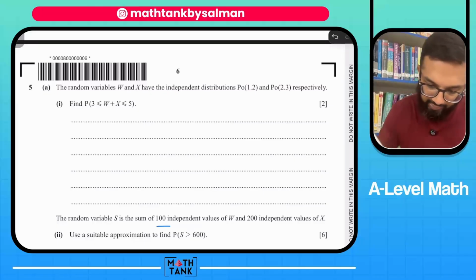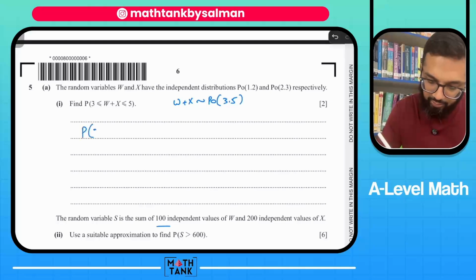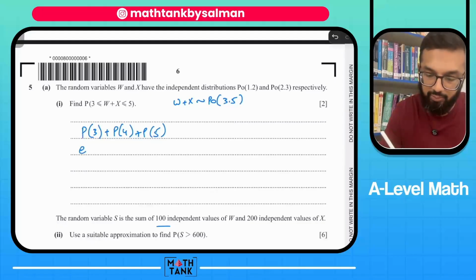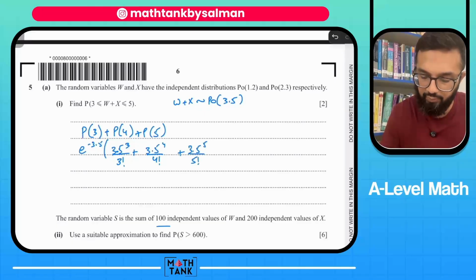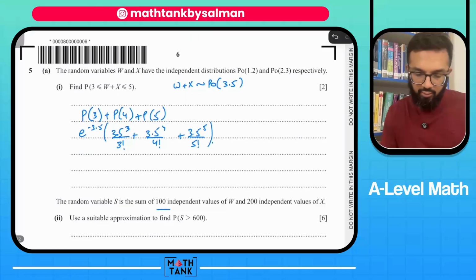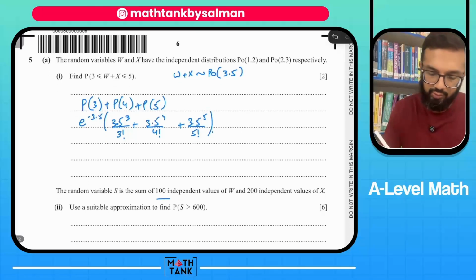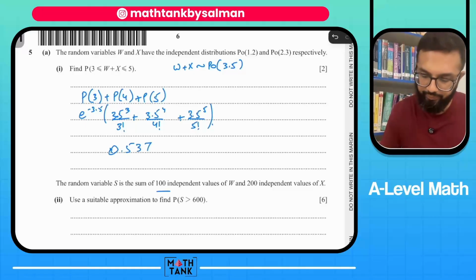Okay, the random variables W and X have independent distributions. Find W plus X. So W plus X has a Poisson distribution with 3.5. I want the probabilities of 3, 4, and 5. So e power minus 3.5, 3.5 cube over 3 factorial plus 3.5 power 4 over 4 factorial plus 3.5 power 5 over 5 factorial. Okay, let's calculate. This is giving me 0.537.